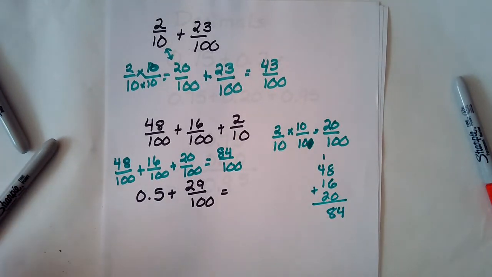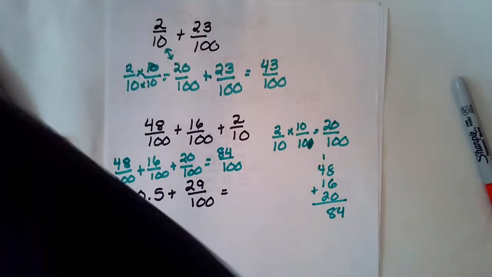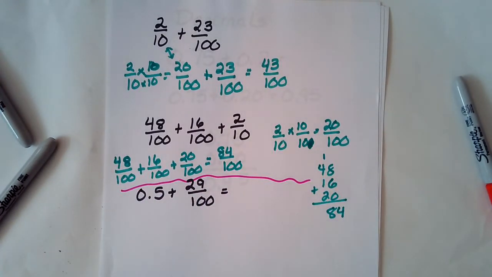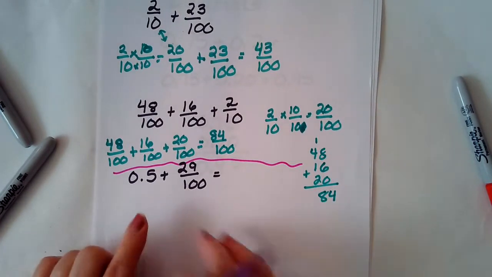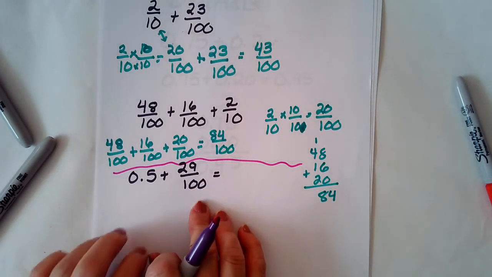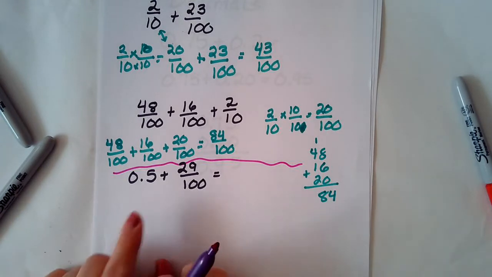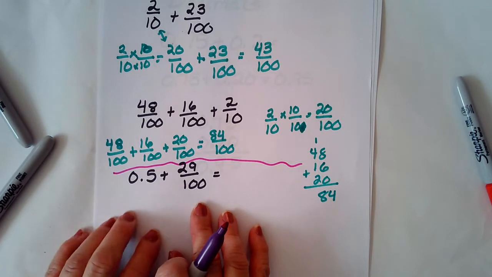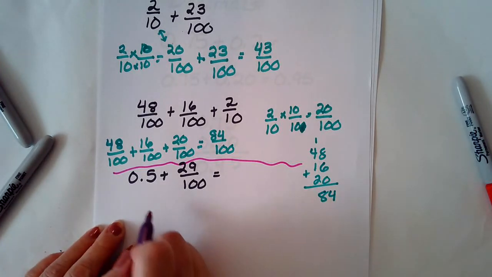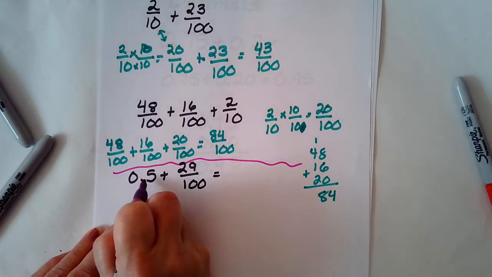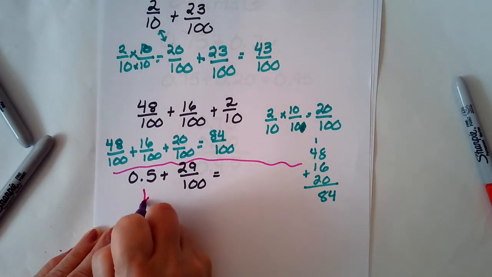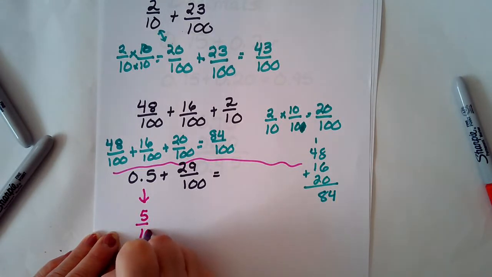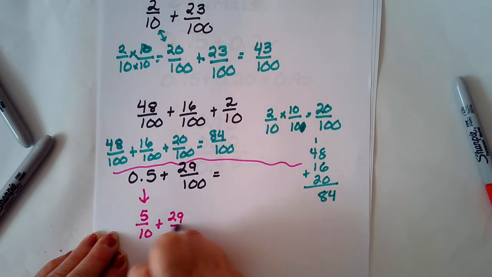Let's go ahead and, because I don't want it to be too confusing, move down to this problem down here. Now, you're also going to get a few problems where you have both a decimal and a fraction. Easy enough to do. You can either make them both fractions or make both numbers decimals. I think I'm going to choose, first of all, to write 0.5 into a fraction. 5 tenths equals 5 tenths, like this, plus 29 100ths.